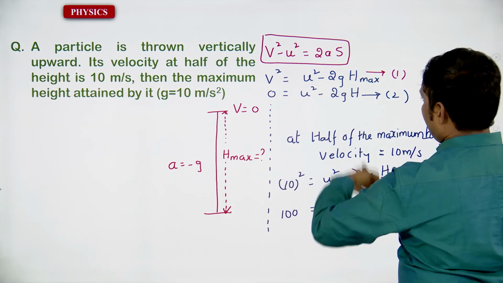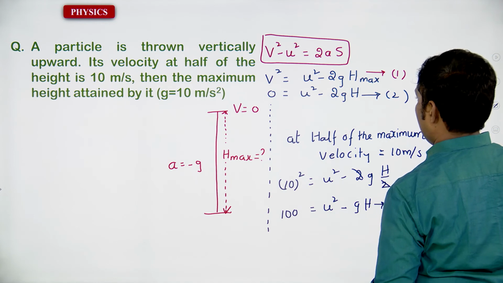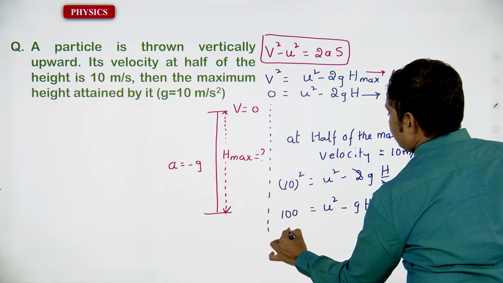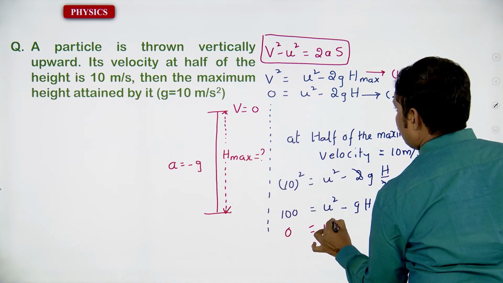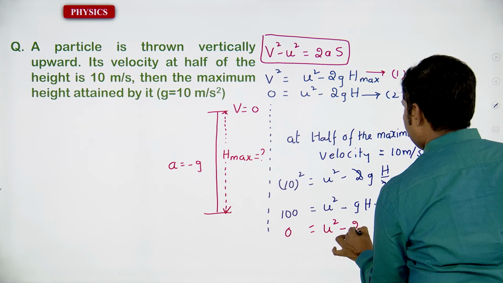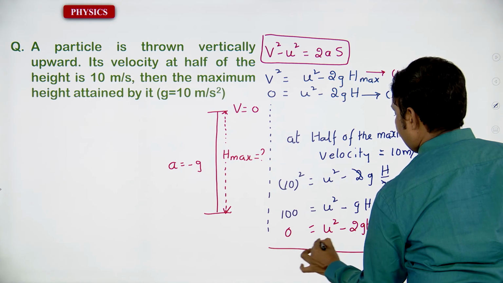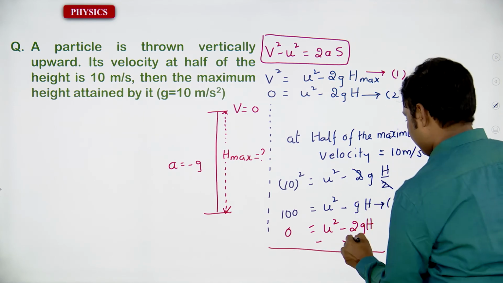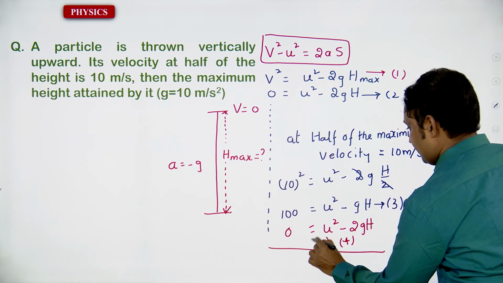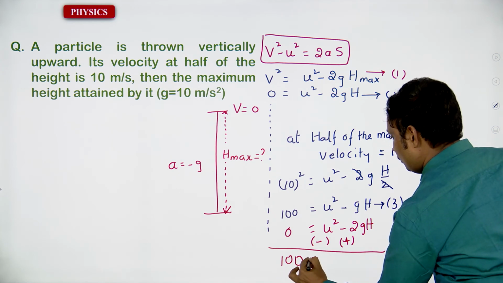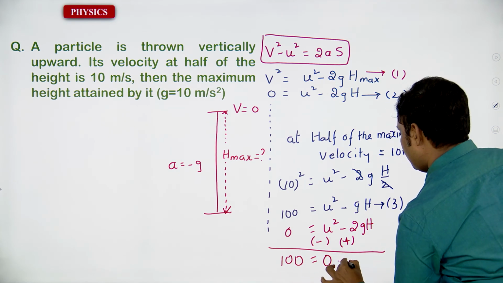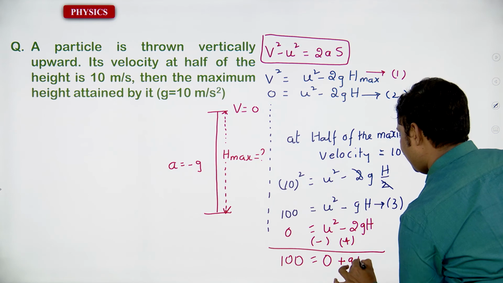Already you can write this one. It's very clear. 0 is equal to u square minus 2gh. You can get that subtraction. Yes, it's very clear. 100 is equal to 0 plus GH.